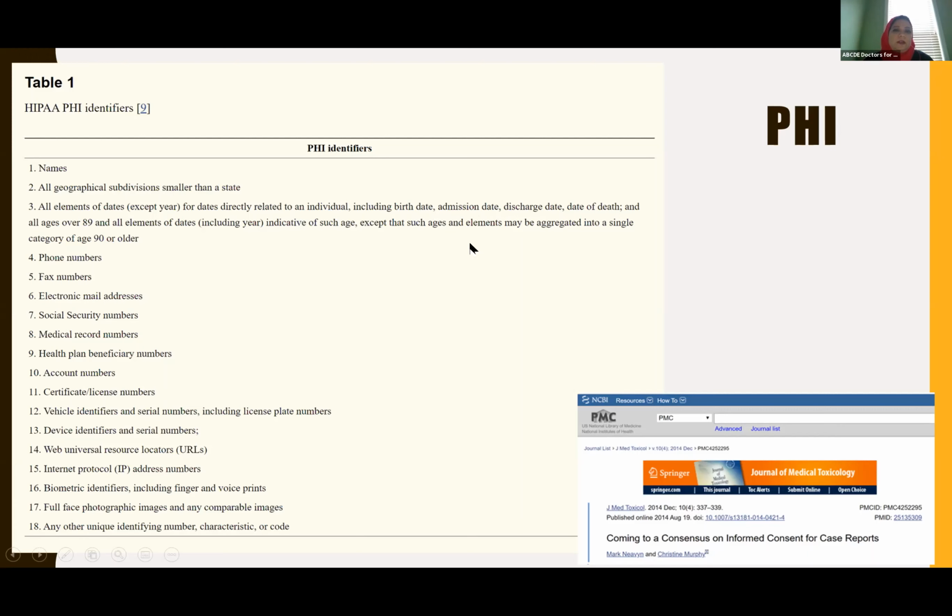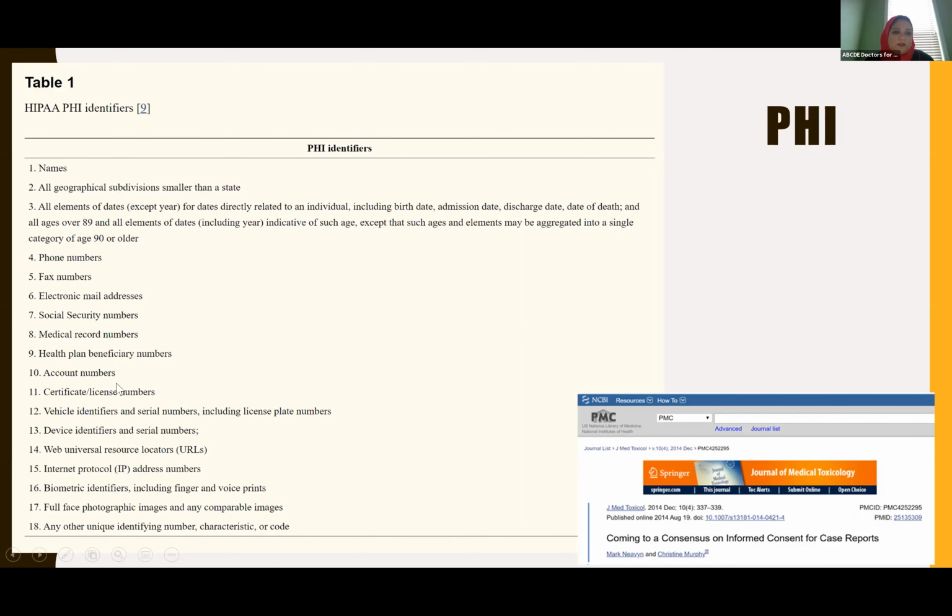The exact date of entering the hospital, going out of the hospital, things like that. Obviously phone numbers, fax numbers, emails. I don't know who would give you their social security number, but if they ever did, just throw it away. I mean, tear it up and throw it away. Medical record number, obviously, health plan, account numbers.